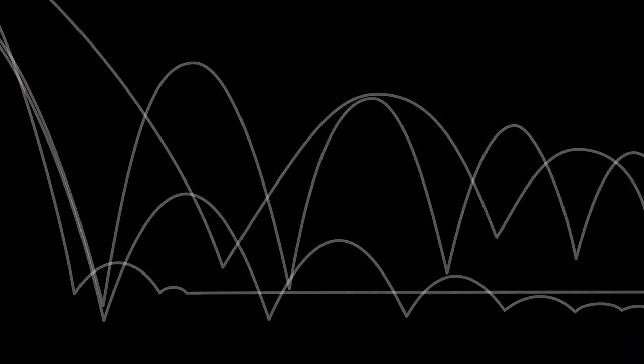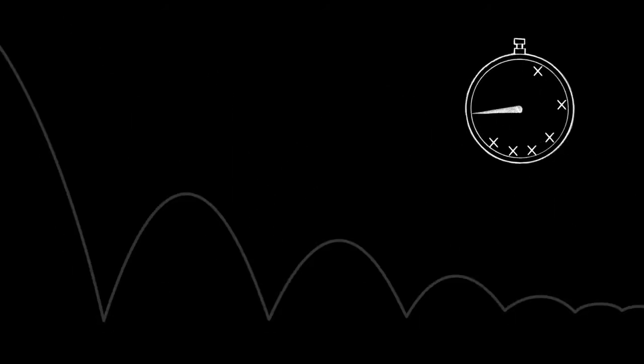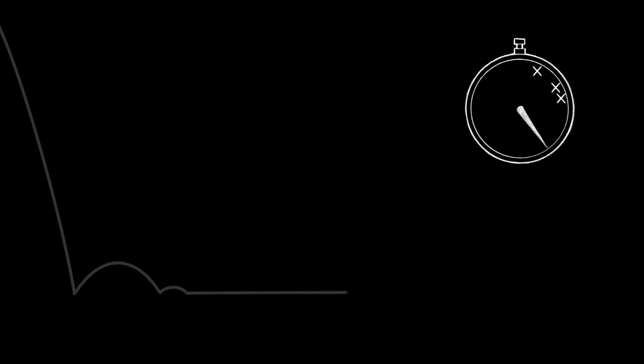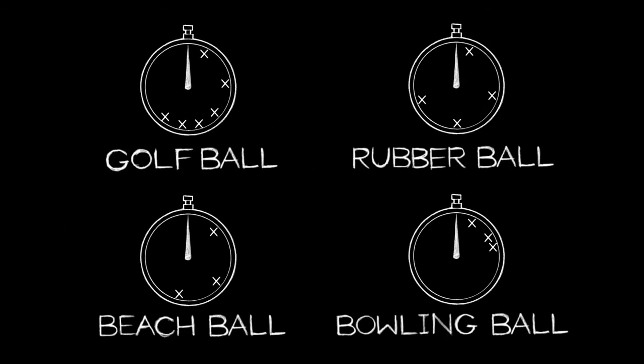Let's get a sense of the visual rhythm of each. Each ball plays its own beat and tells us something about itself in the time it takes to travel across the screen. The visual rhythm of these hits is the timing.